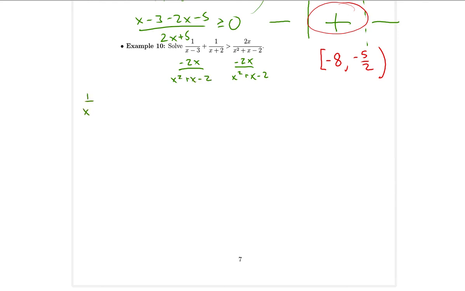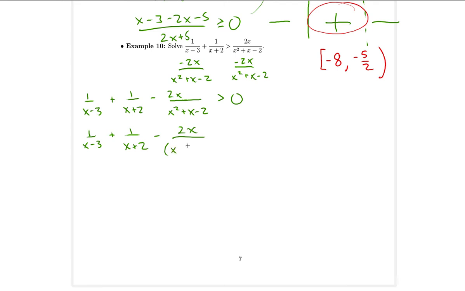So 1 over x minus 3, plus 1 over x plus 2, minus 2x over x squared plus x minus 2, greater than 0, right? But we've got to combine everything into one fraction. So that means I have to start looking for the least common denominator. So I need to factor this fraction over here. And if I factor this out, it looks like x plus 2, x minus 1 will work.